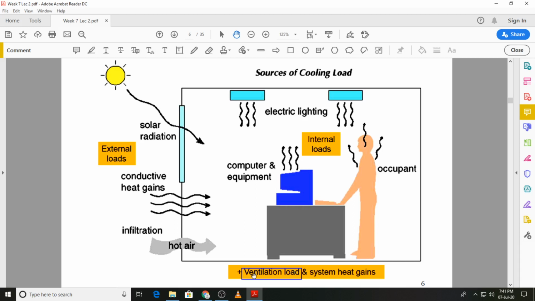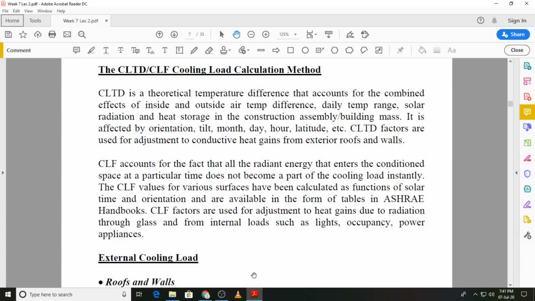So once we have calculated the space cooling load, we also need to add the ventilation load to it, so that we can have a better idea of the total load that has to be taken up by the cooling equipment. There are various methods that have been developed over a number of years to estimate or calculate the cooling load.